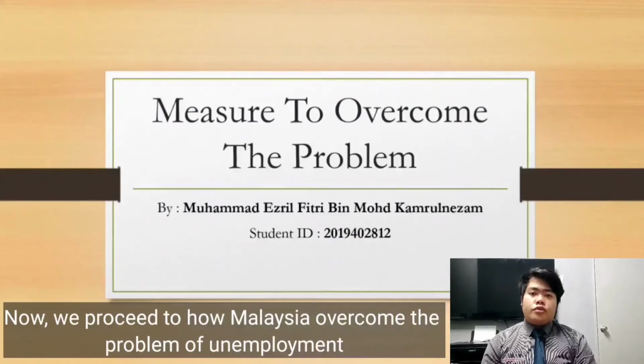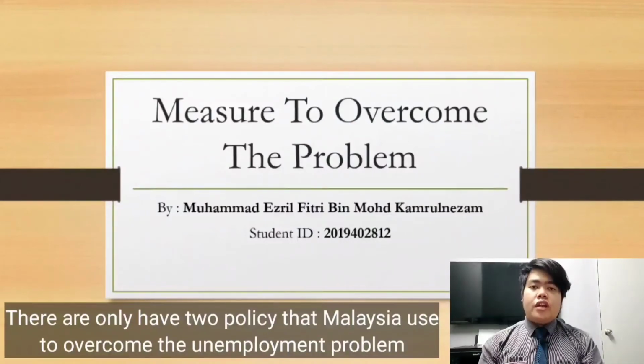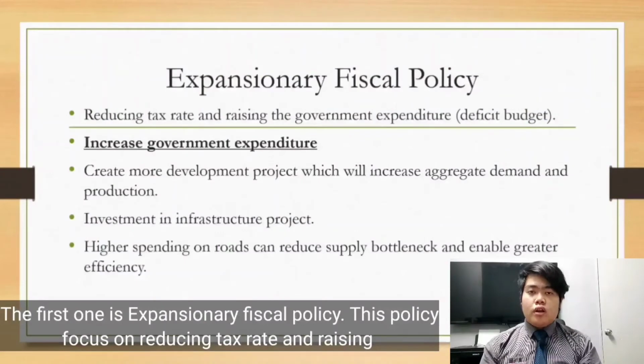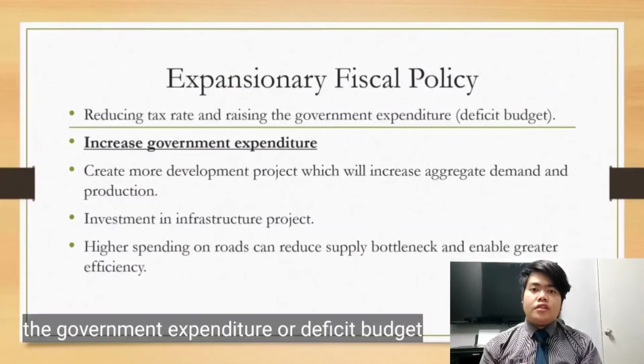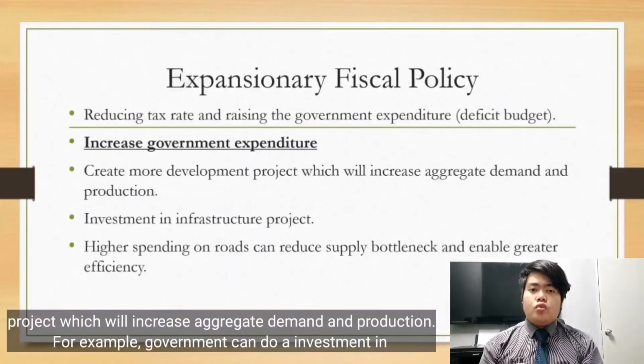Now, we proceed to how Malaysia overcomes the problem of unemployment. There are two policies that Malaysia used to overcome the unemployment problem. The first one is expansionary fiscal policy. This policy focuses on reducing tax rate and raising government expenditure or deficit budget. For expansionary fiscal policy, we can increase government expenditure. Government can create more development projects which will increase aggregate demand and production.